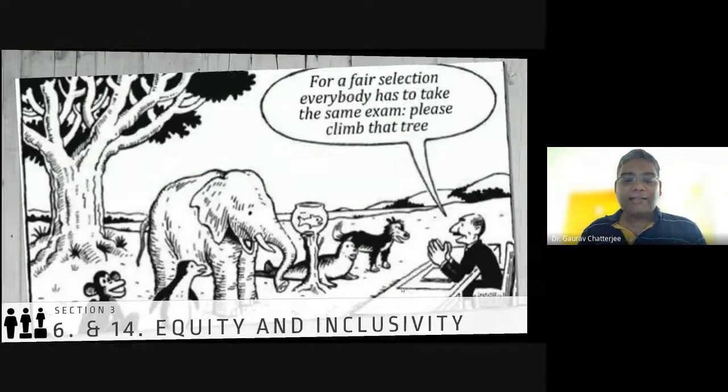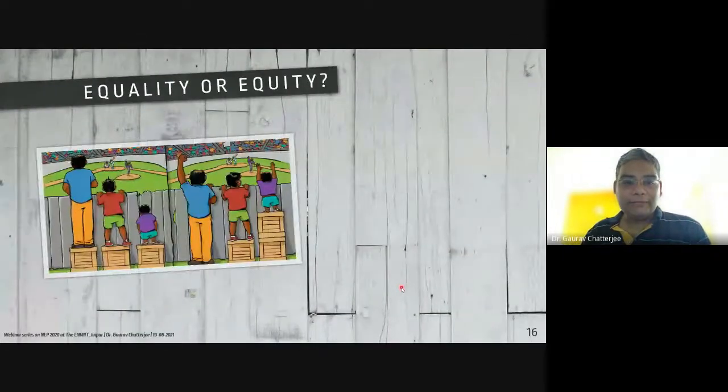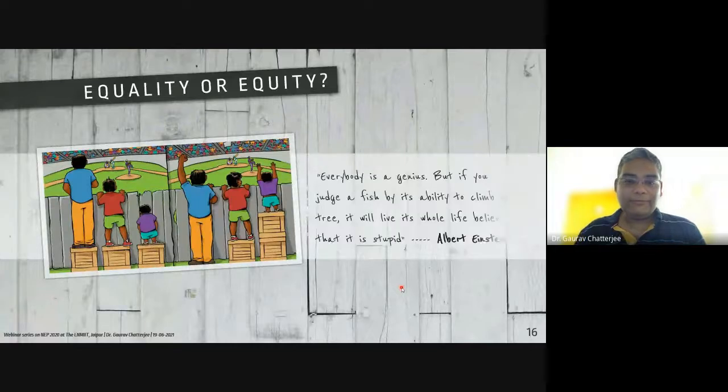But as Albert Einstein very popularly said, everybody is a genius, but if you try to judge a fish by its ability to climb a tree, he will feel really stupid all his life. So that is basically the difference between equity and equality. So you can see on the left side, that is equality. The three people are not being supported properly, whereas on the right side, it is equity.